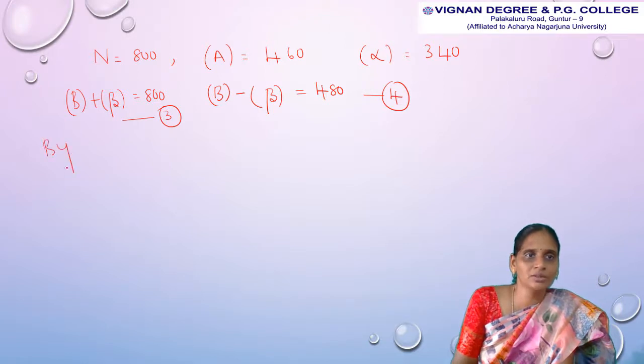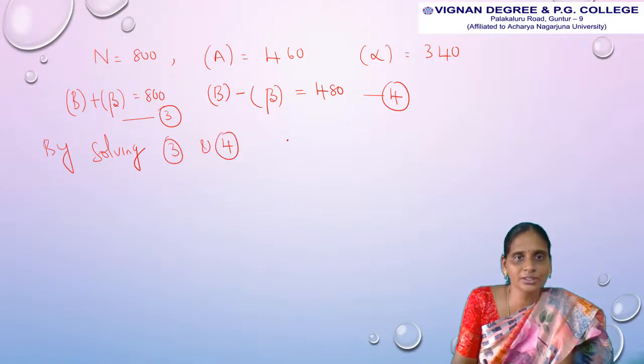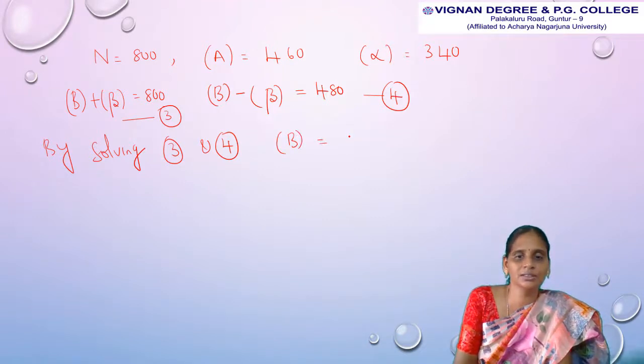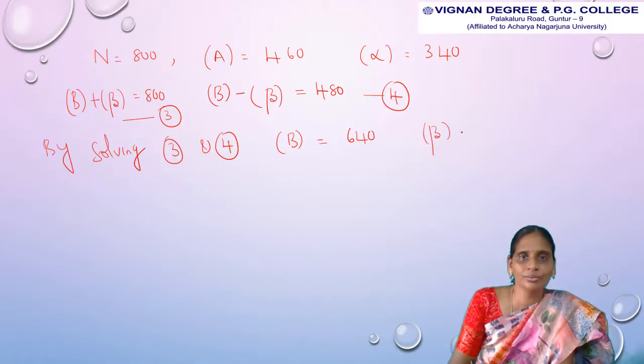By solving the third and fourth relations, we get frequency of B is 640 and frequency of beta is 160.